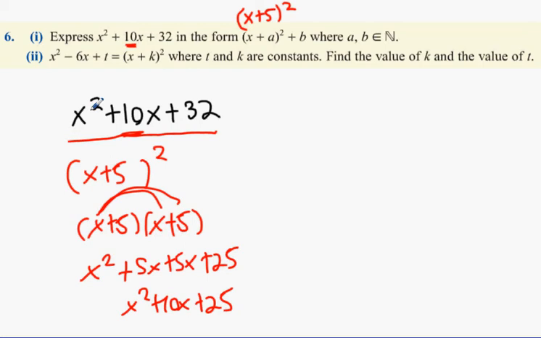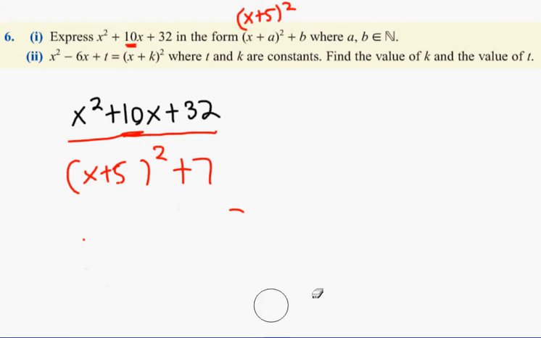Is it the same as x squared plus 10x plus 32? How much am I short by? 7. So if I put a plus 7 at the end, everything's cool, right? If I put a plus 7 here and a plus 7 here, this part here is now the same as the part above it. Does that make sense? When you square out x plus 5 squared, you'll get x squared plus 10x plus 25, and then when you add the extra 7 on, it'll get you 32. So that's that question there.